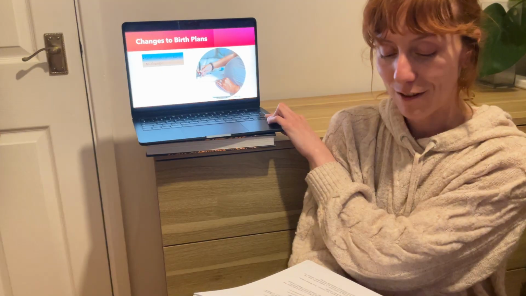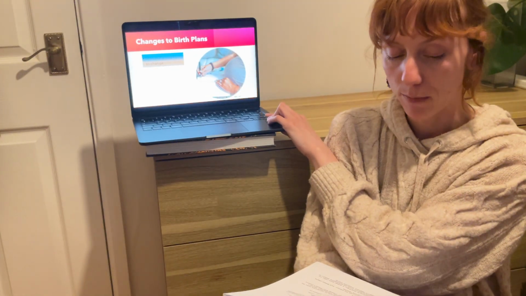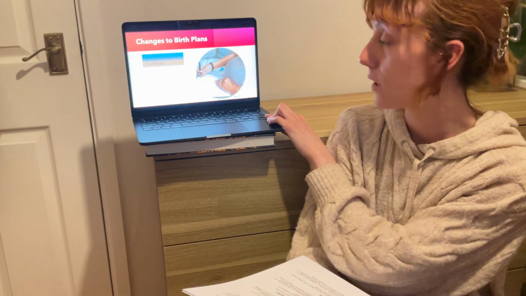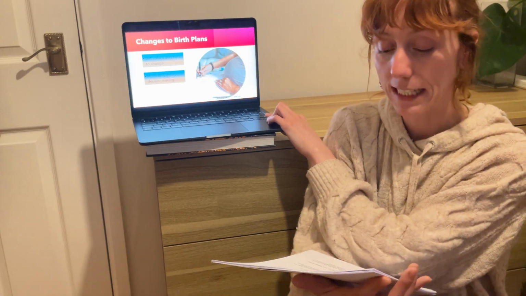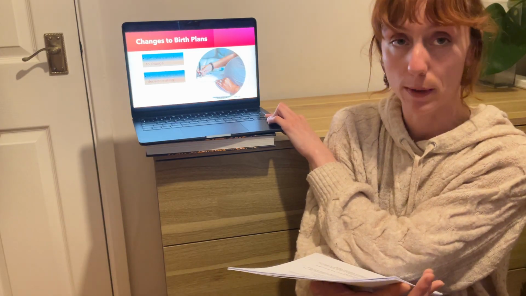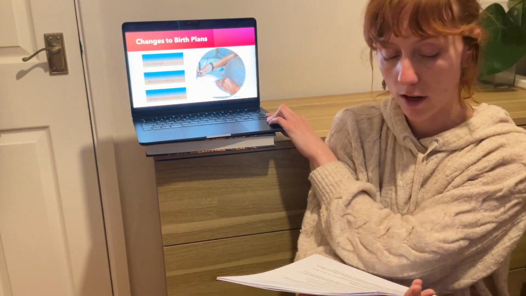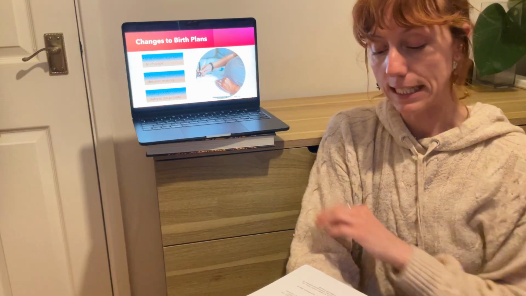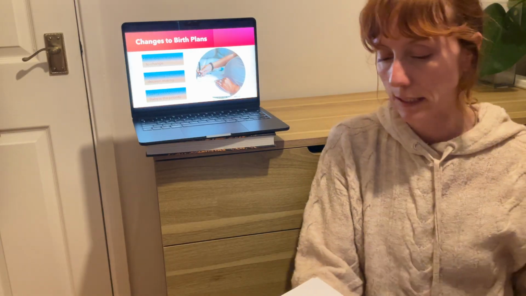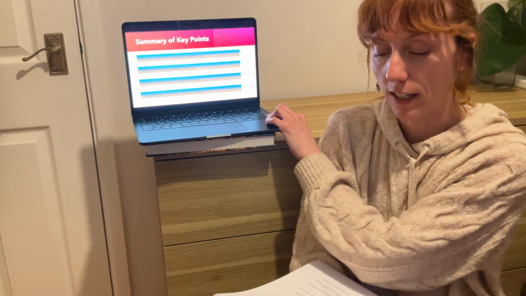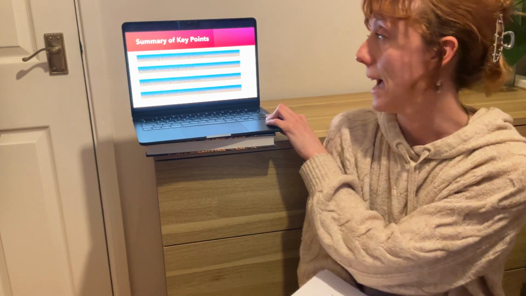A birth plan outlines a mother's preferences for labour, but these plans may need to change based on monitoring results. For example, if continuous monitoring is required, a water birth may no longer be possible. Similarly, complications such as a premature labour or fetal distress may lead to different delivery methods being recommended. In all cases, the priority is ensuring the safety of both mother and baby.